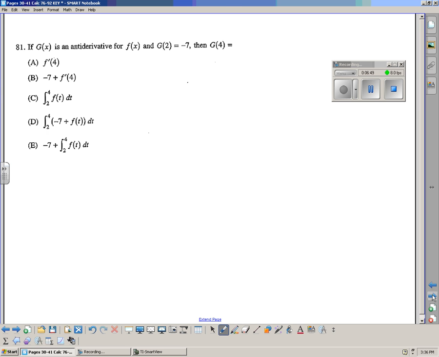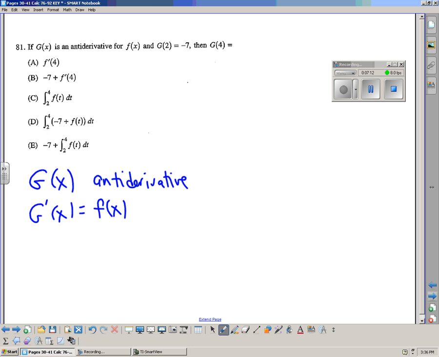Number 81. If g of x is the antiderivative for f of x and g of 2 is -7, then g of 4 is. So g of x is the antiderivative, right? So if I took g prime of x, that would actually be equal to f of x. So g of 4, if you think about it, if I want to go back to g of 4, I'm going to be involving some sort of integral. I'm not going to be involving f prime at all. So those are out.